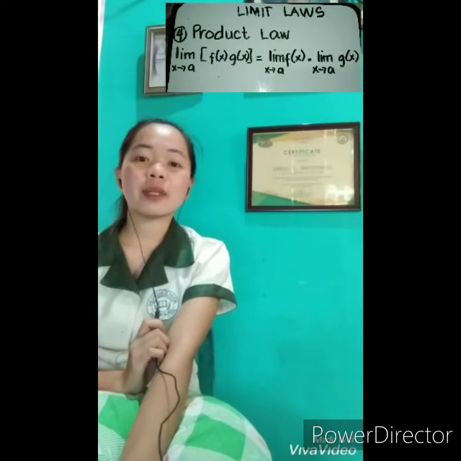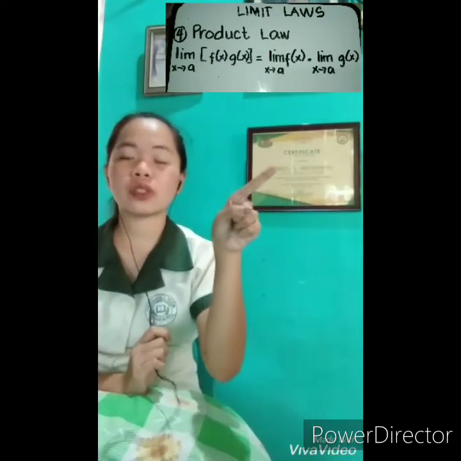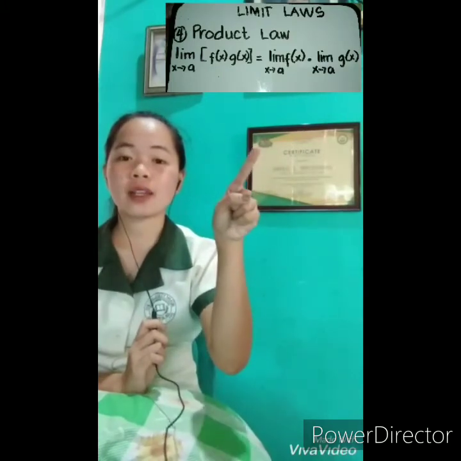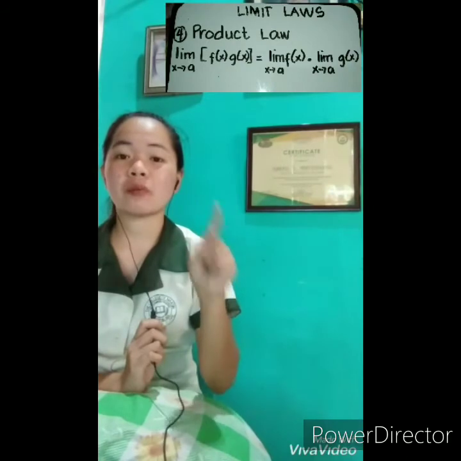So then we have the fourth one, which is the product law. This law indicates that the limit of f of x times g of x as x approaches a is equal to the limit of f of x as x approaches a times the limit of g of x as x approaches a.